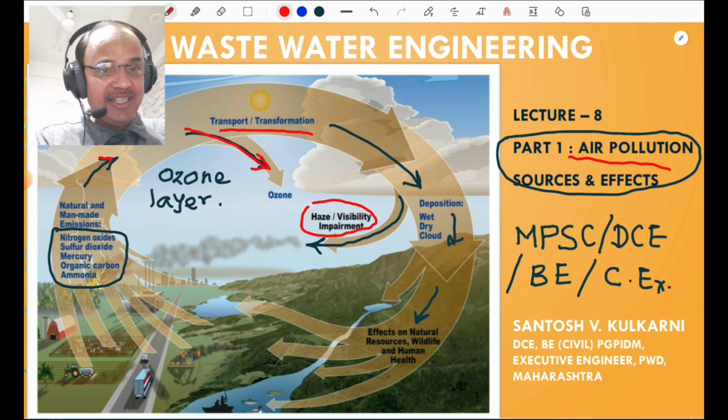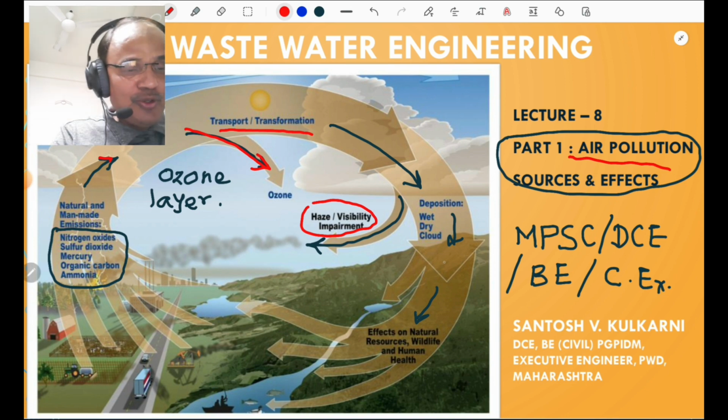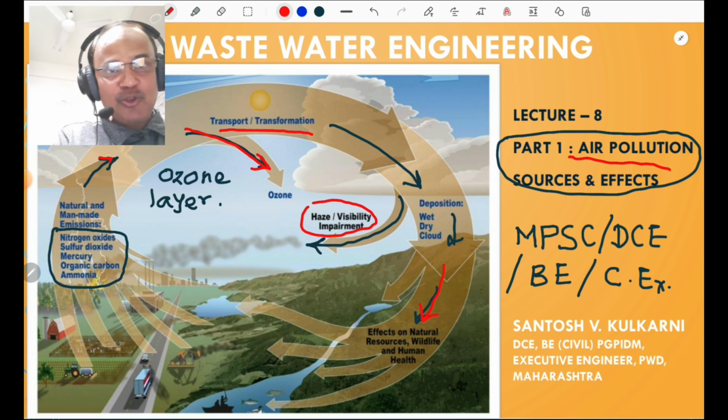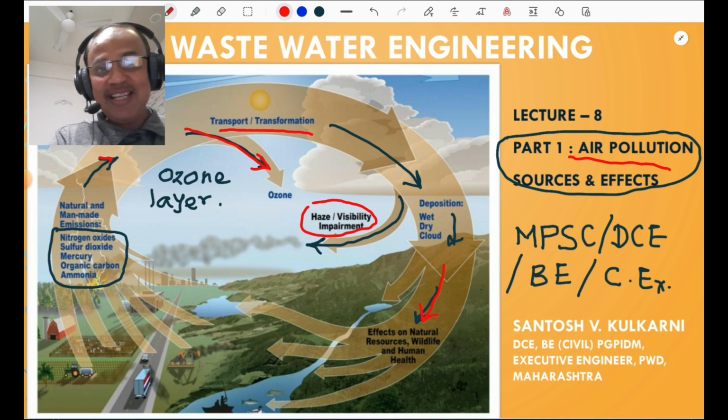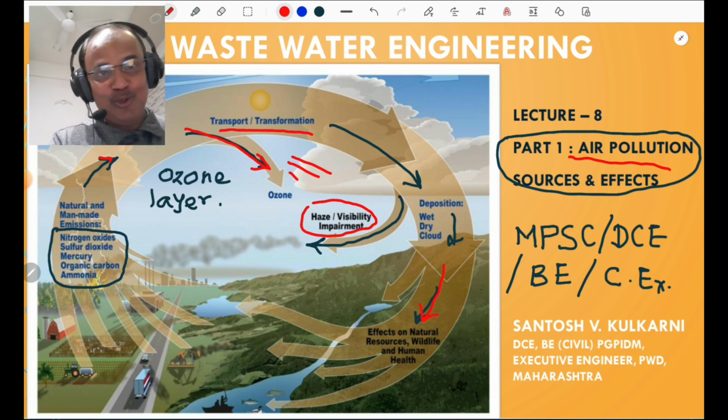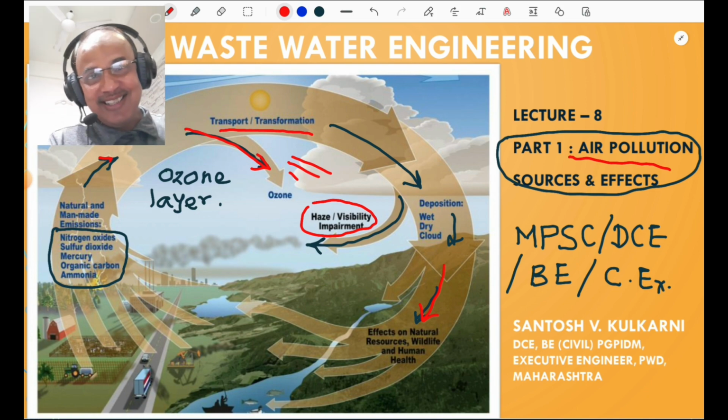Then effect on the natural resources. It may affect the natural resources. It also affects human life, it also affects wildlife, it also affects materials, and also affects the physical properties of the atmosphere. So one must know these effects of air pollution. So let us start in detail.